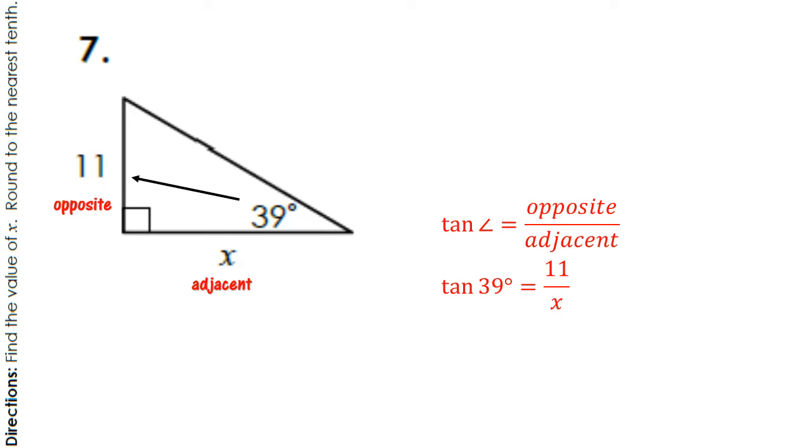And if I remember correctly from right before spring break, when the x is in the denominator, I just switch the x and the tangent 39. So x is actually equal to 11 divided by tangent 39. If I plug that into my calculator, I get that x is equal to 13.6. I'm going to keep moving.